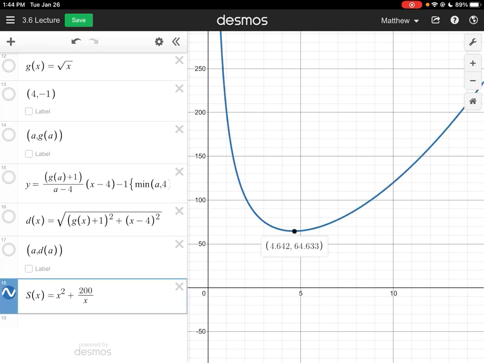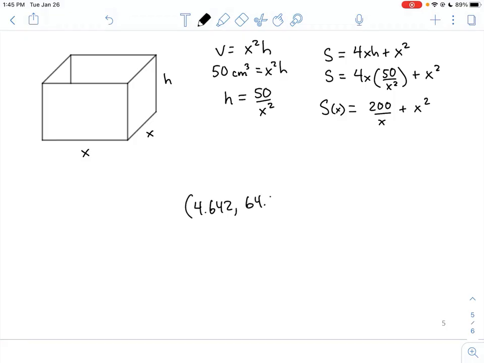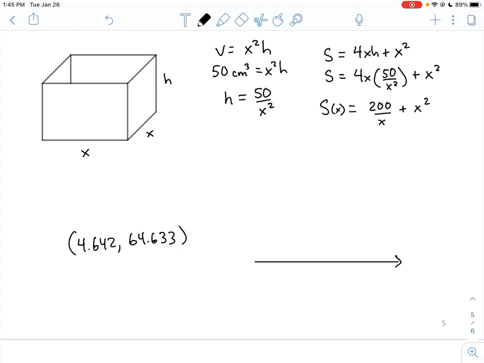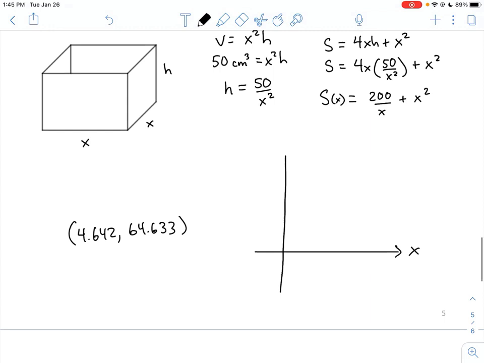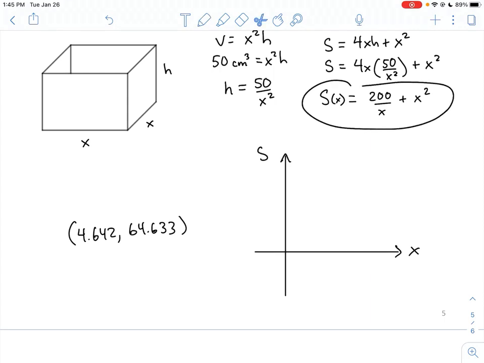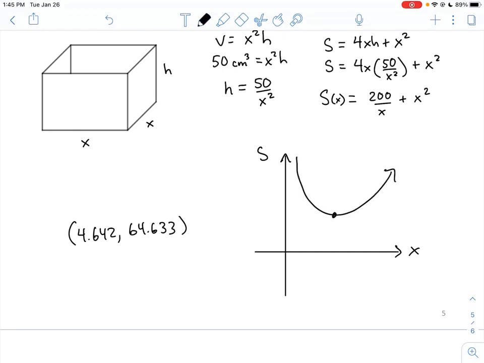The minimum will be highlighted, and we have this point here, 4.642, 64.633. And I'll throw a rudimentary graph in here. So here's the x-axis. This was the surface area axis, because we're graphing S against x. We're graphing that function right there. And it made a graph that did something like this. And this point right here was the point whose coordinates I just wrote down.